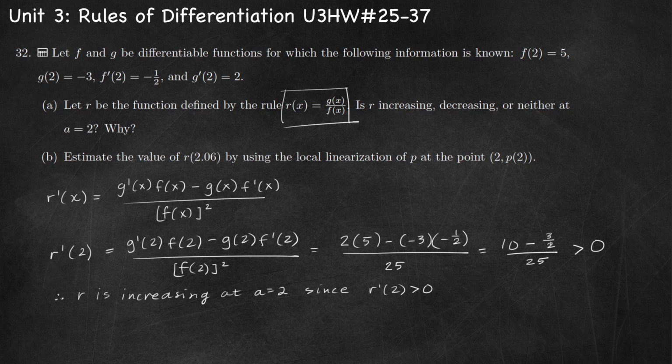So 10 minus 3 over 2. 10 is 20 over 2 minus 3 over 2. That's 17 over 2. So I have 17 over 2 over 25. So the over 25 is just going to put the 25 in the denominator. So it gets 17 over 50. That's going to be the slope of my tangent line.